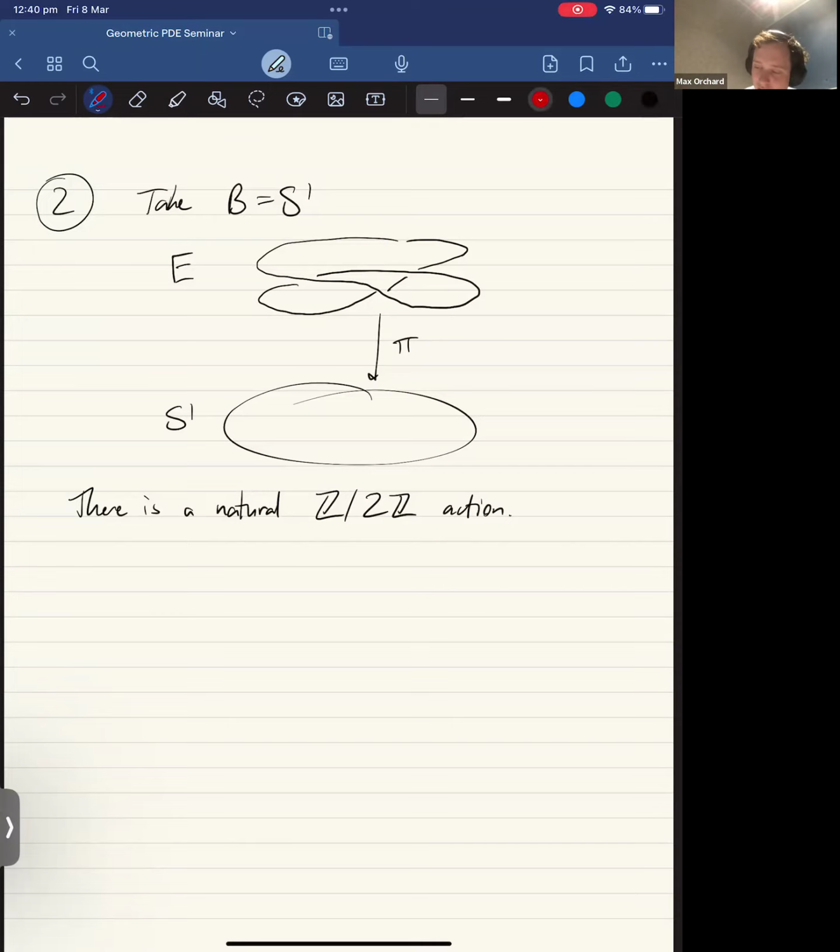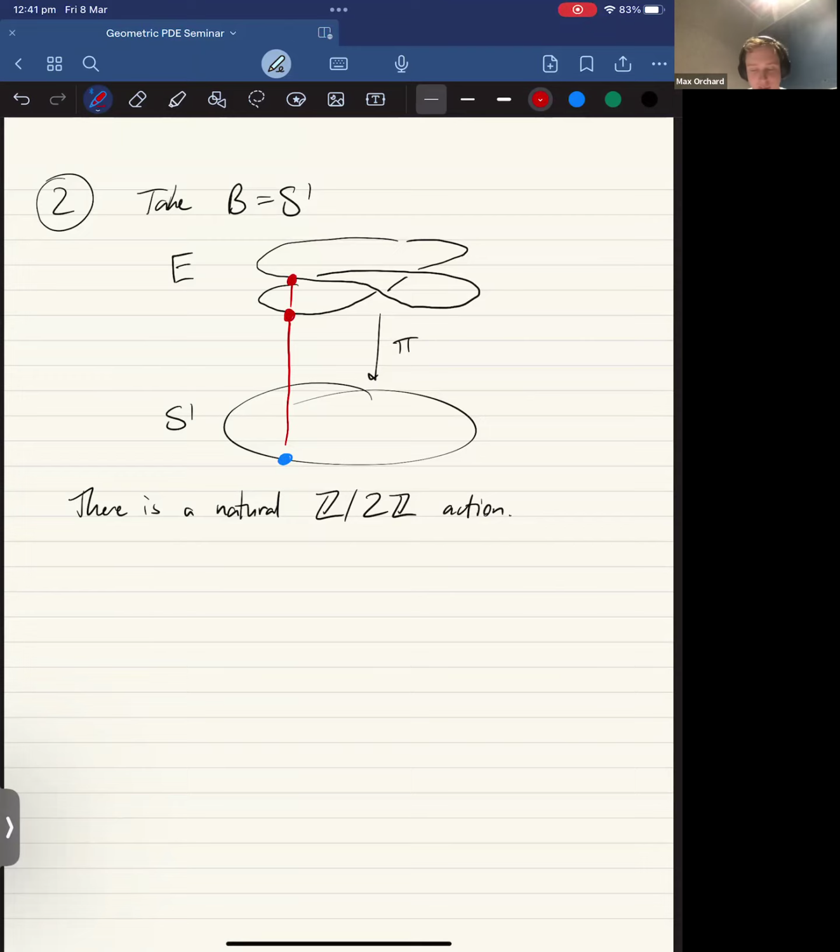And what you may notice is that if we look at a certain point, I might do it with blue so I can be consistent with my colors. If we look at the fiber, we get these 2 points. We get something that's homeomorphic to Z2. So the fibers are homeomorphic to Z2. That's like a discrete topology, but yeah.